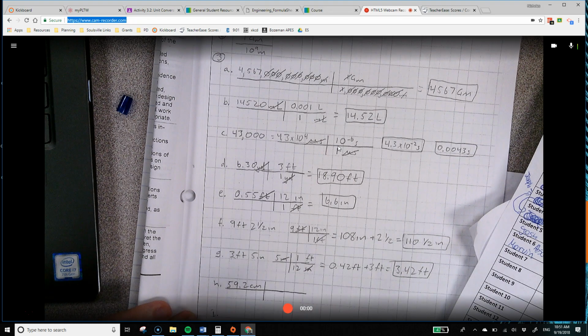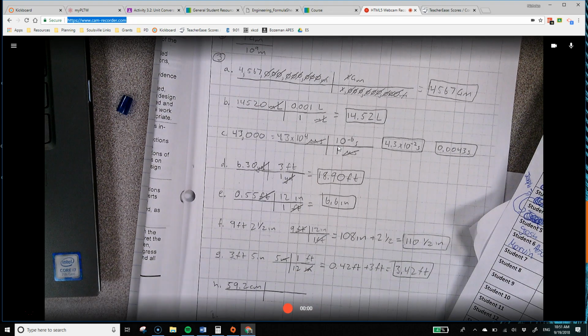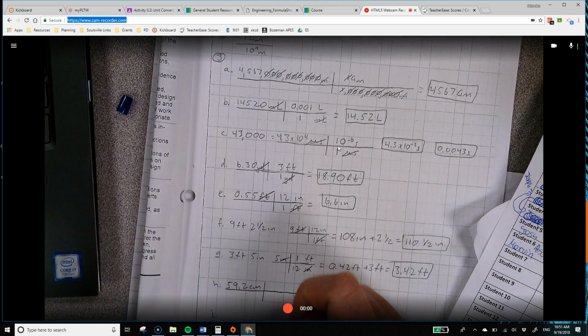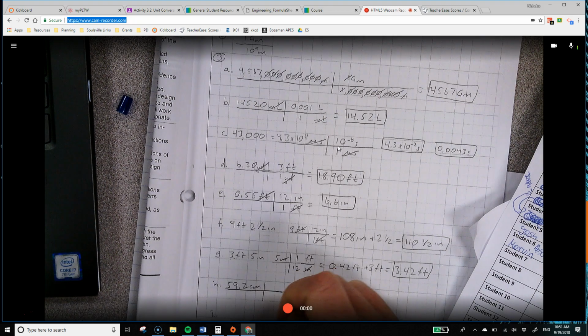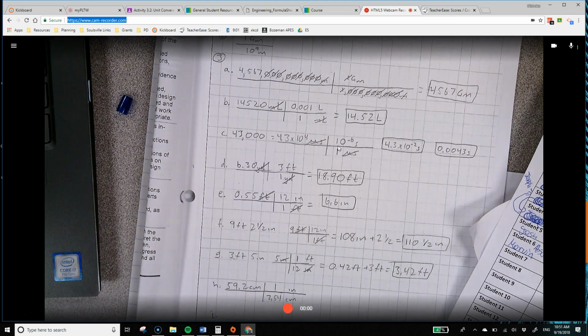Do I have inches on the top or the bottom on this one? So I'm converting from centimeters to inches. So centimeters on the bottom, inches on the top. So inches, centimeters, 2.54 centimeters equals 1 inch. So I say 59.2 divided by 2.54. Someone plug that in your calculator for me.